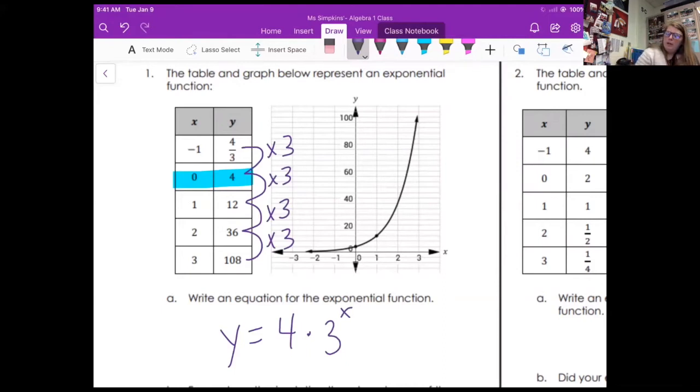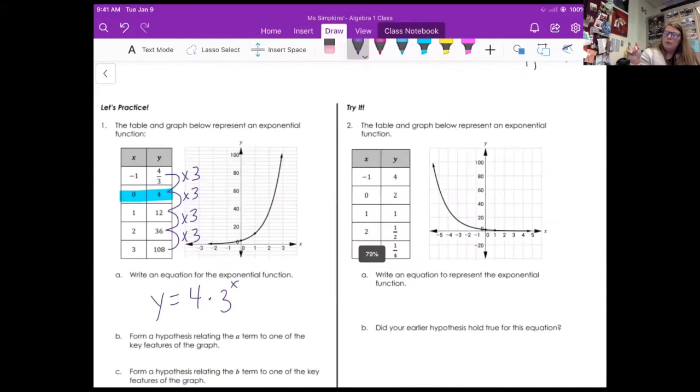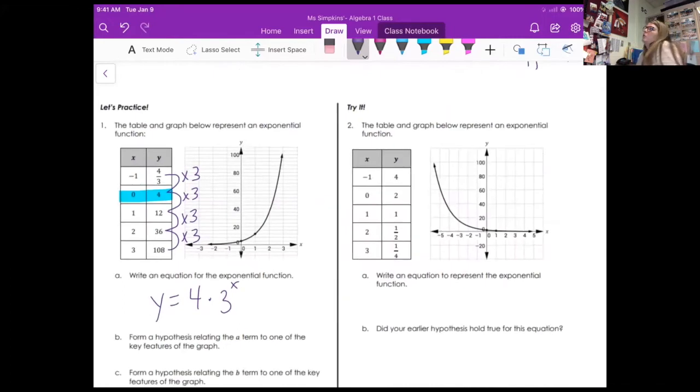Okay, I want you to go ahead and try the next one, number 2. Just try and write the equation. You could be multiplying by something that's not a whole number, so keep that in mind for your Y column. I'll give you a minute or 2 to do that.